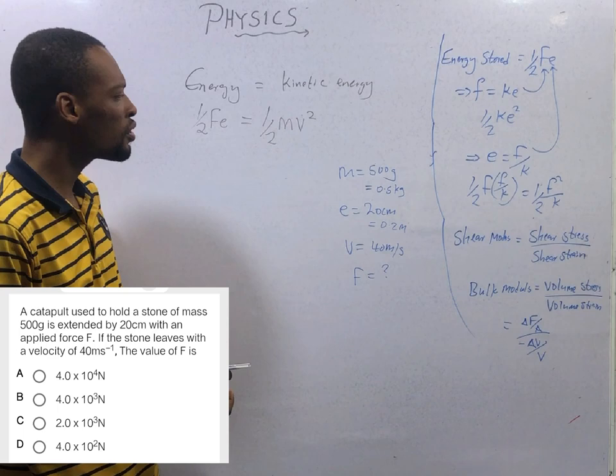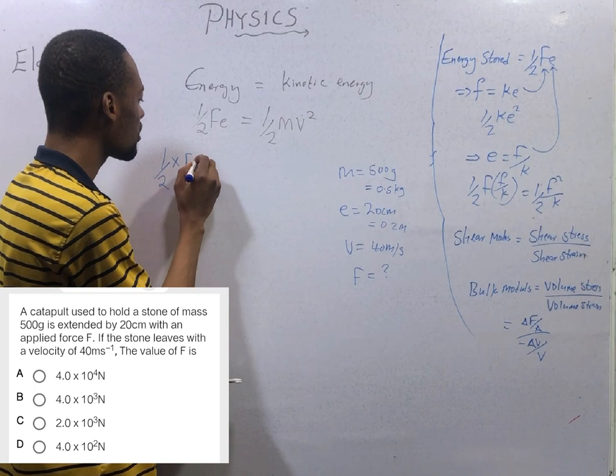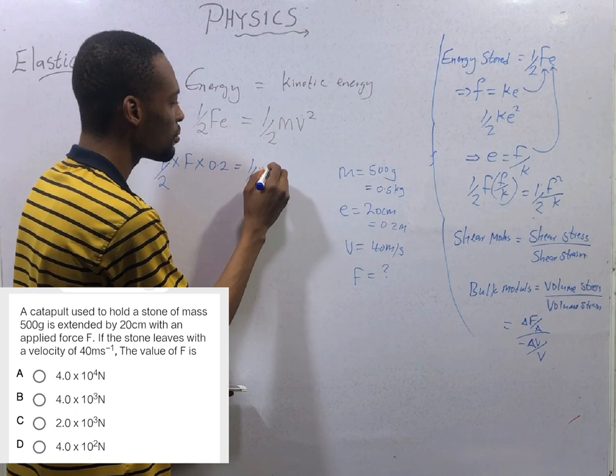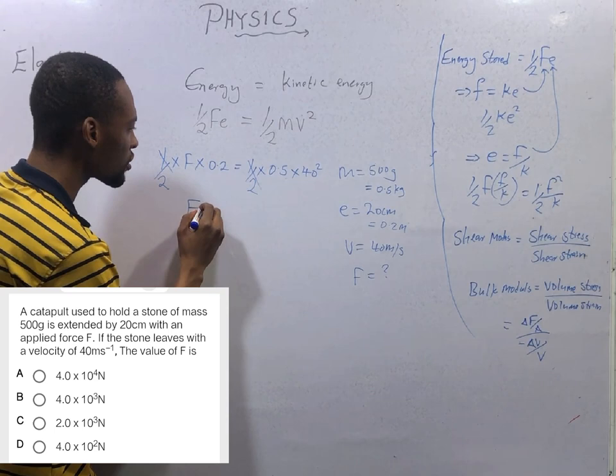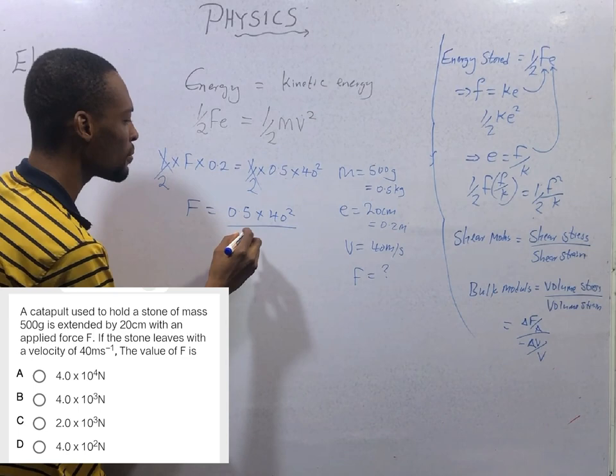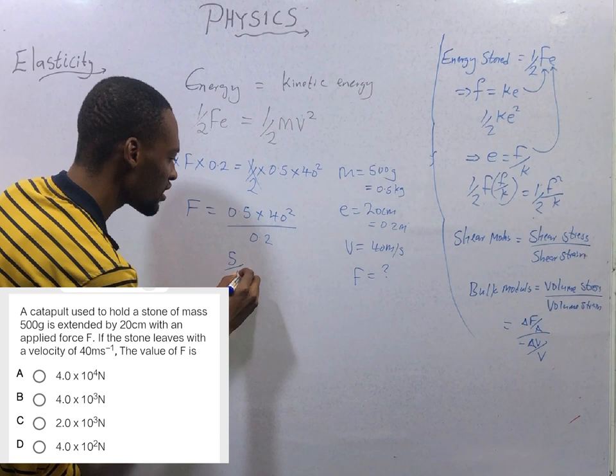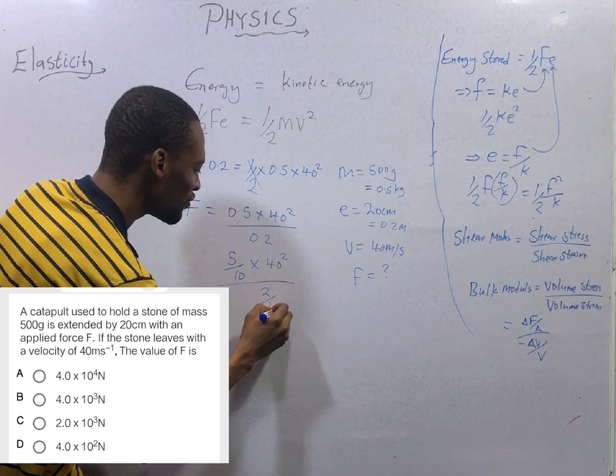1 over 2 times F times 0.2 is equal to 1 over 2 times 0.5 times 40 squared. From here, 1 over 2 cancels 1 over 2. Then we are left with force is equal to 0.5 times 40 squared divided by 0.2. This is the same thing as 5 over 10 times 40 squared divided by 2 over 10. Now from here you can break them down.